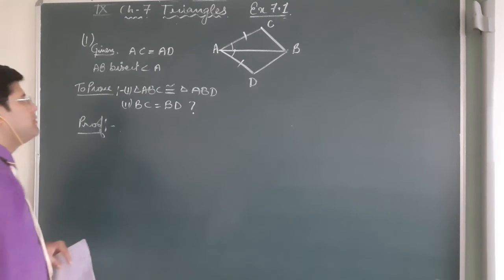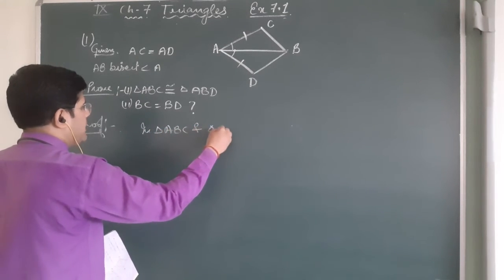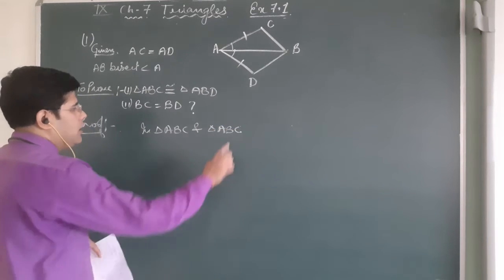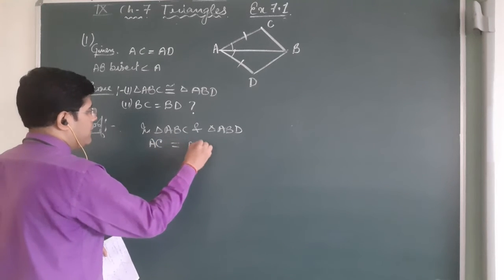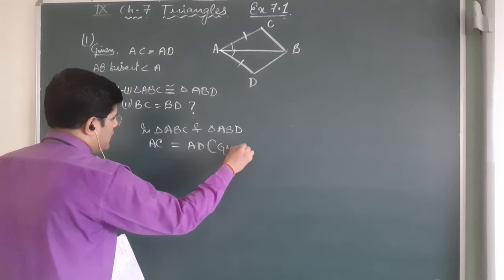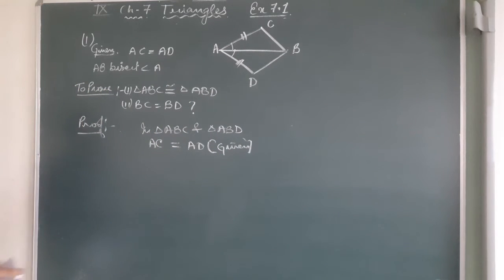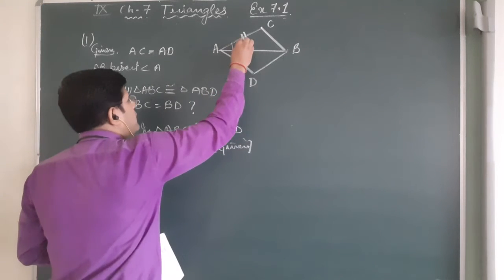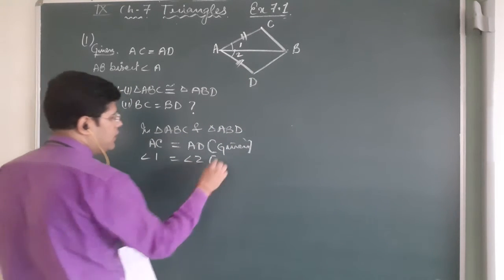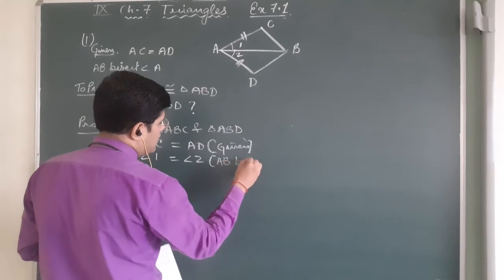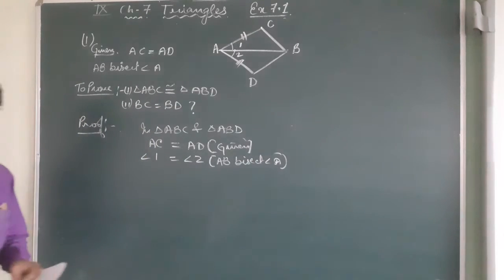First of all, you have to mention the triangles: in triangle ABC and triangle ABD. After mentioning the triangles, you have to write the equal parts. So AC equal to AD. Why are those equal? Given. Those parts are equal by the given property in our sum. After that, you can put angle 1 and angle 2 here. Angle 1 equal to angle 2. Why are those equal? Because AB bisects angle A. If a line bisects angle A, it means the angles must be equal.